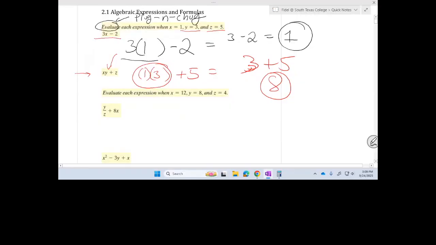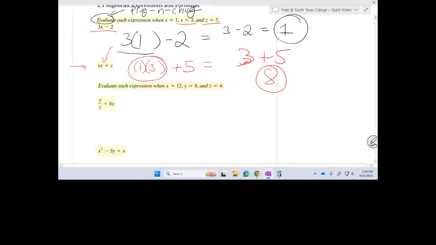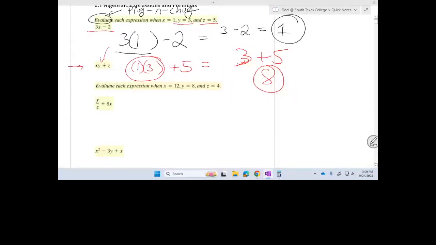All right, the next one in my list says evaluate each expression when x is 12, y is 8, and z is 4. Let's see what we can do. I'm going to put a fraction bar because there's a fraction right there. Where the y was, we're going to put the number 8. Where the z was, we're going to put the number 4, plus 8 times x, and x is the number 12. Okay, y'all, order of operations. I don't really have parentheses because the 8 times 12 is just multiplying. I don't have any exponents, but I do have division, and that's the first one I see. So right here, 8 divided by 4 is 2.